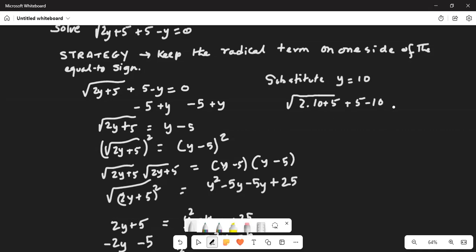Is it really equal to 0? Let's check it out. Now, 2 times 10 is 20. 20 plus 5 is 25. So it's square root of 25, and 5 minus 10, because 10 is greater than 5, you cannot subtract 10 from 5. You have to subtract 5 from 10 and return the negative sign of the larger number. So 5 minus 10 is minus 5. And that is equal to 5 minus 5, which is 0. So this shows that y equal to 10 is a solution.